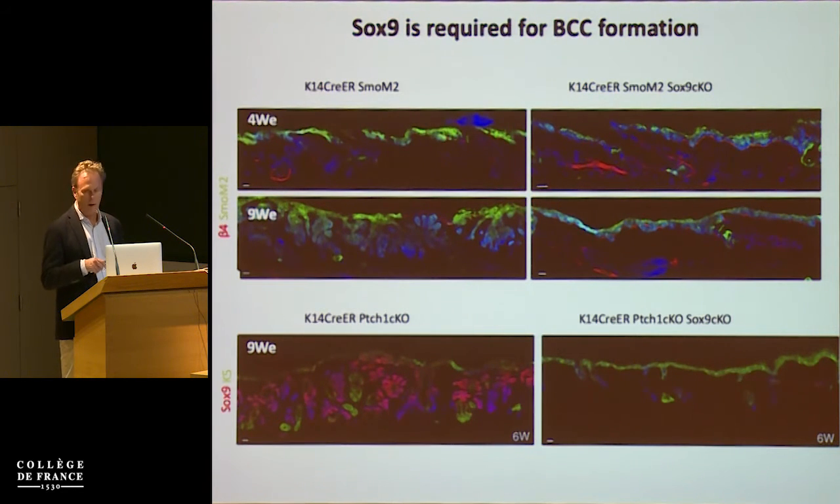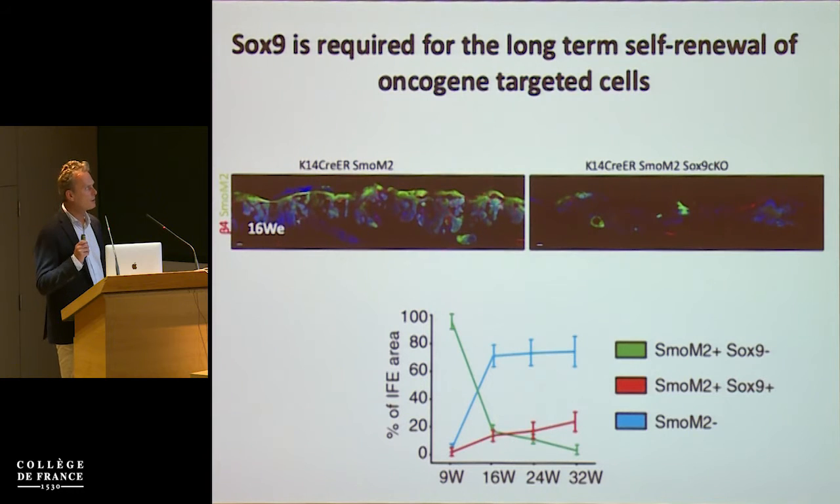But initially, this embryonic reprogramming also occurred despite the absence of SOX9. But something that was spectacular is the fact that at the beginning, we induce oncogene expression everywhere. After 16 weeks, you have a massive drop of oncogene-expressing cells, which are outcompeted by the normal, non-oncogene cells. It's totally spectacular, and it's not due to apoptosis.